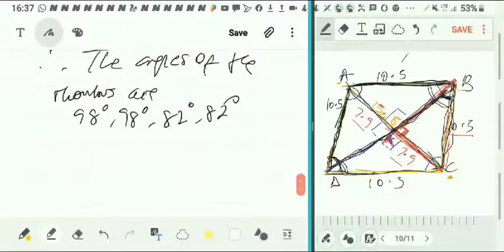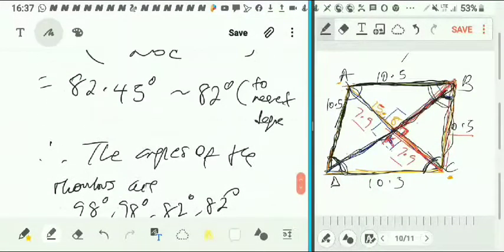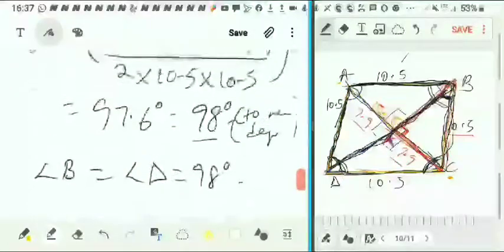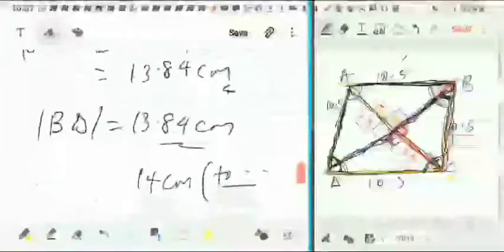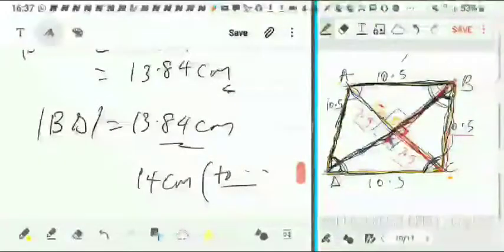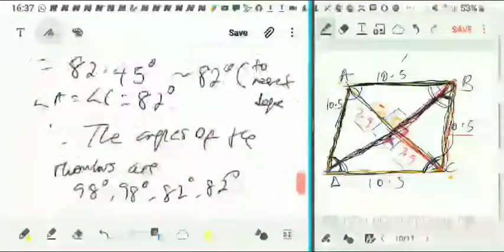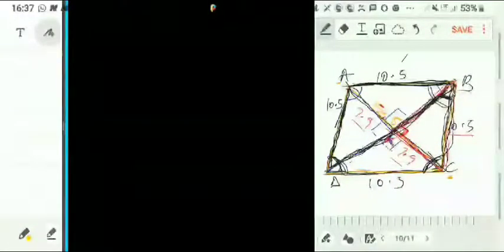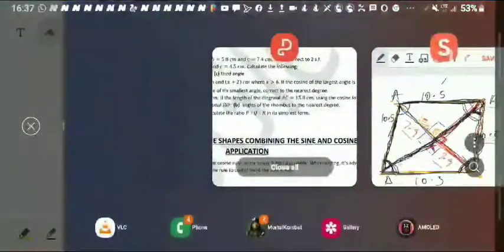This angle here is going to be equal to this angle C here. Angle A equals angle C. That's 82 degree. Because the same 10.5 here, the same 10.5 here, and the same base you'll be using to calculate. What did we get as our base? 13.84 or 14 centimeter is what you'll be using. So angle A is equal to angle C. We're done with that. Let's move quickly to number 5.